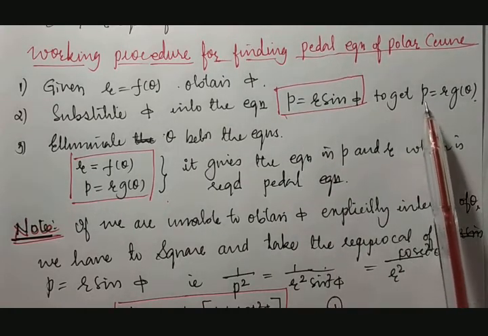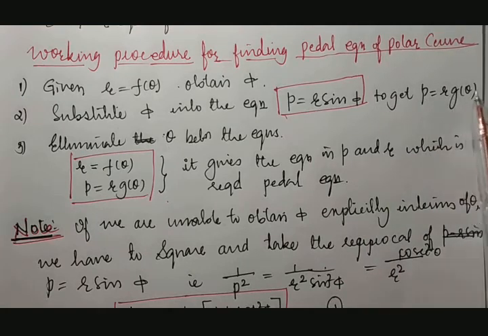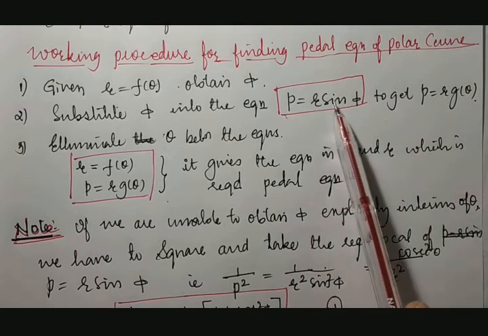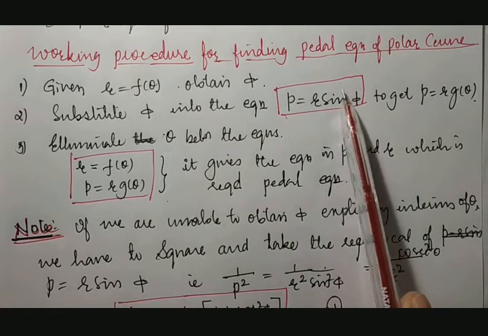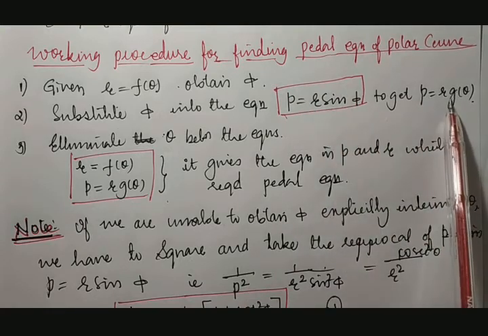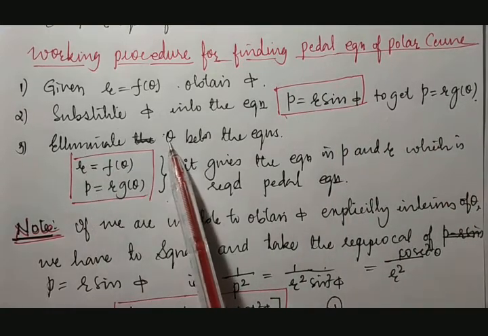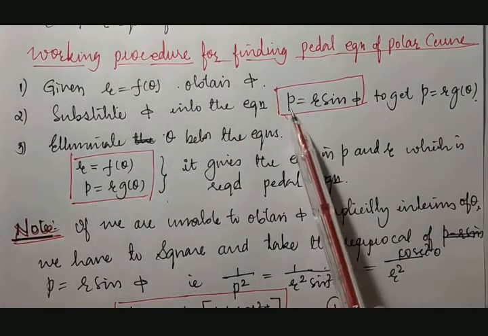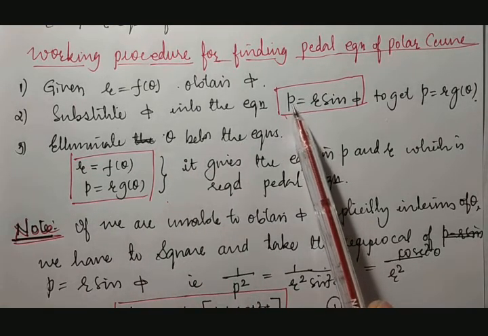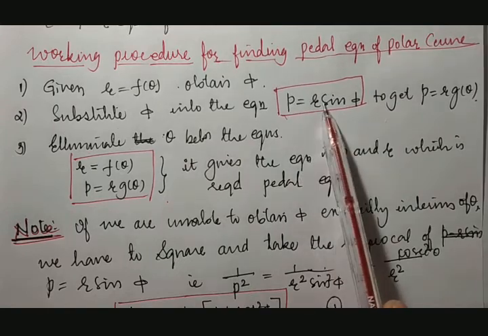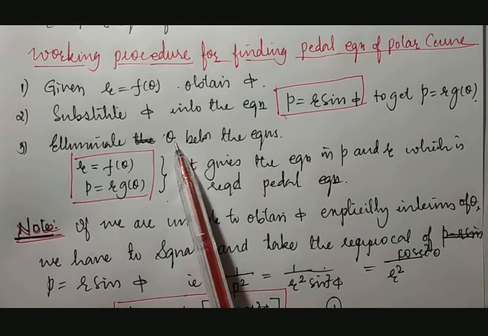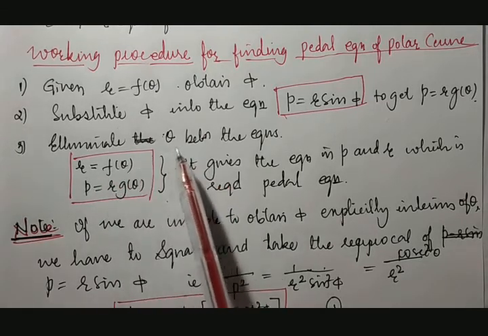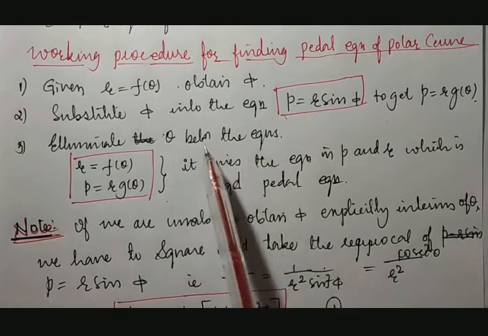Okay. To obtain p is equal to r into g of theta. G of theta is nothing but the function of theta. Okay, it will be what? Sine of psi. Psi value will be substituted here. Then this will be taken as the another function. So r into g of theta. Then we need to eliminate the value of theta, because we know that pedal equation is nothing but a relation between p and r without having any theta. Okay, without having theta. Then theta has to be eliminated from the equation.